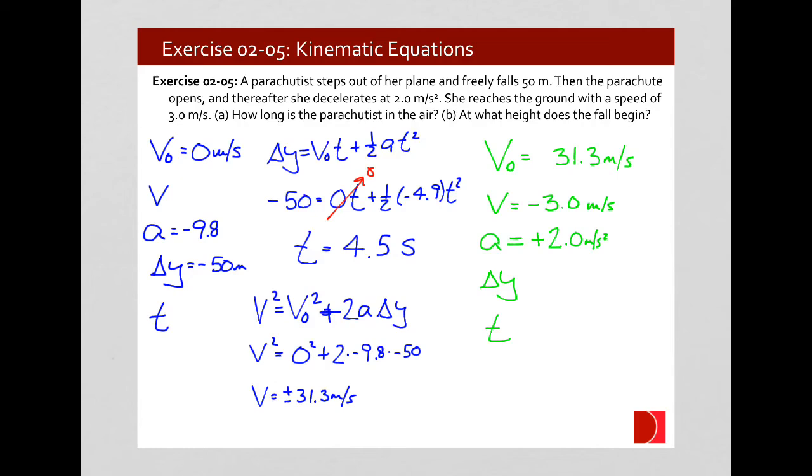The only thing to think of is that that plus or minus comes from the square root. We have to use context here. She's headed downwards, so her velocity has to be a negative amount.